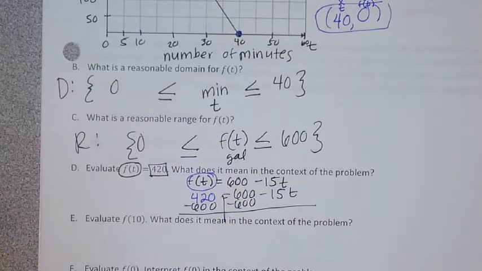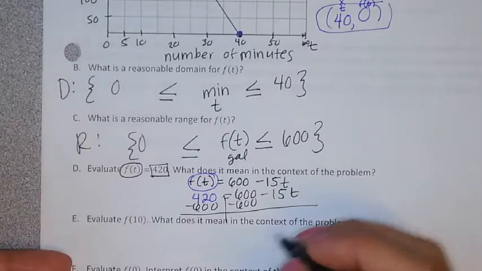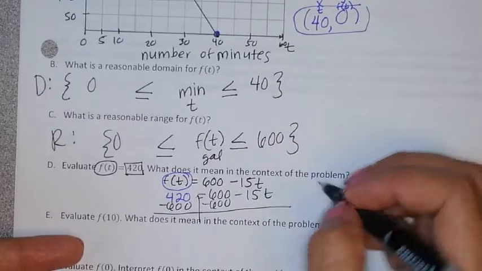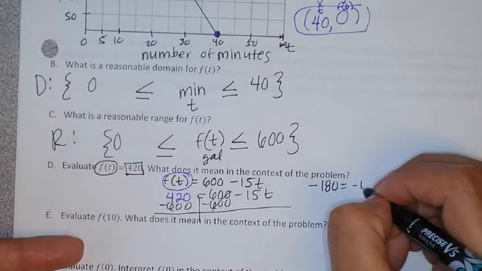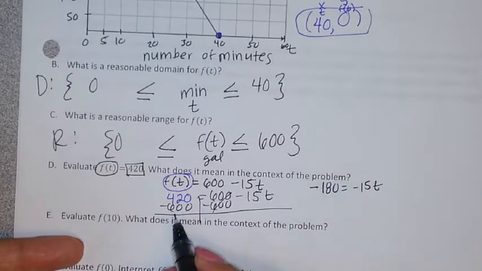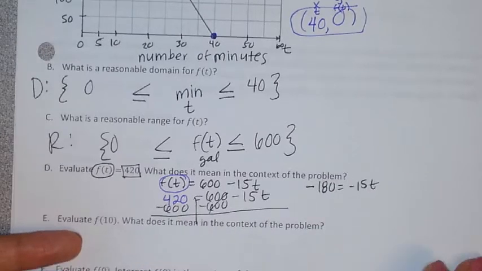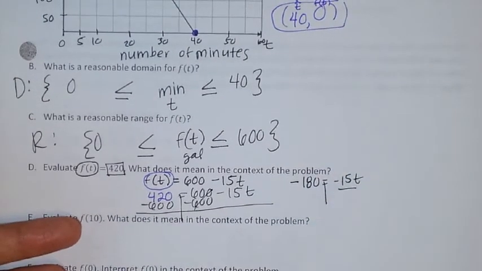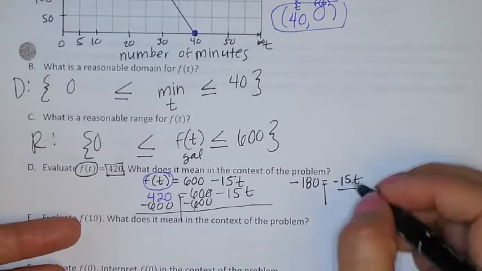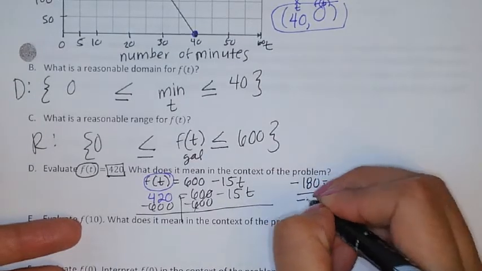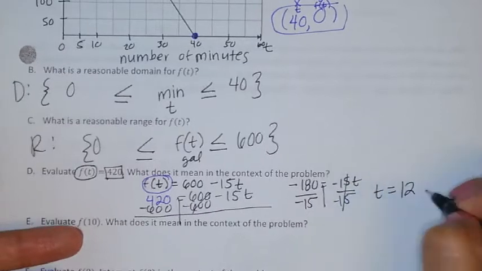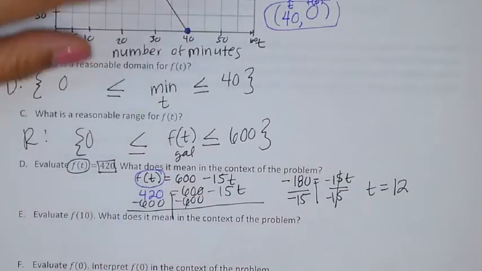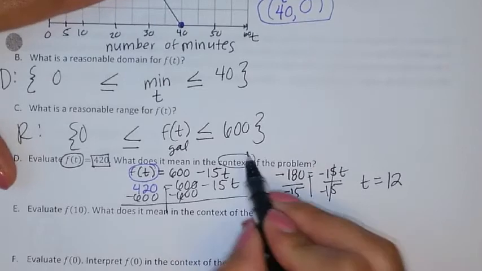Okay, and then here we will have 180. I'll do it over here on the side since we ran out of room. So negative 180 equals negative 15t. When you have different signs, you subtract and keep the sign of the largest. And then here I'll divide by negative 15, and t equals 12.